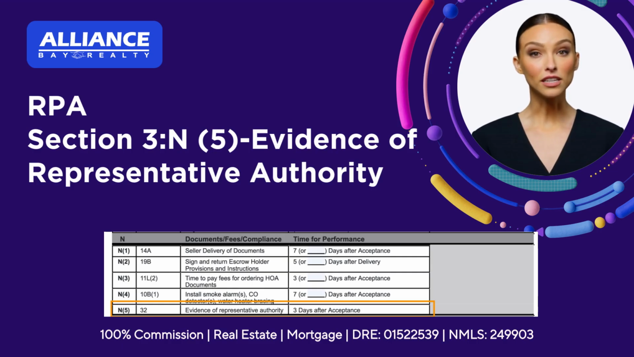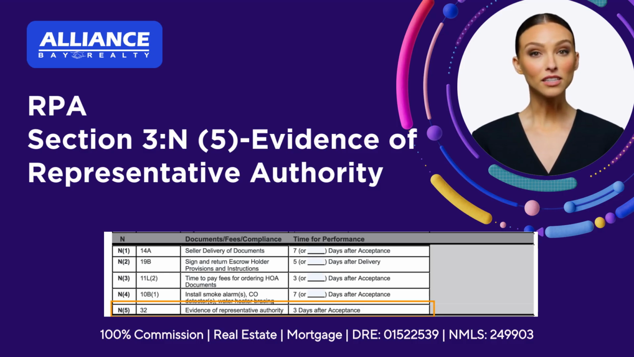Section N5. Evidence of representative authority. The default timing is set to 3 days after acceptance if a party signs in a representative capacity: trustee, executor, attorney-in-fact, corporate officer, LLC manager, etc. They must provide proof of authority to sign. Examples of acceptable evidence are: 1. Trust, certification of trust. 2. Estate/probate, letters testamentary/administration, court orders.